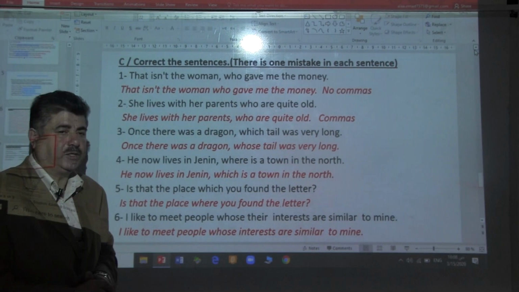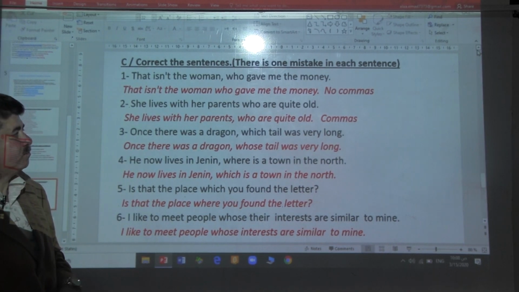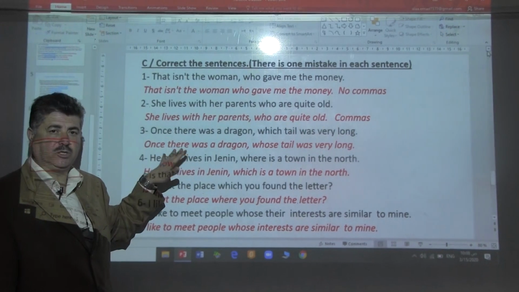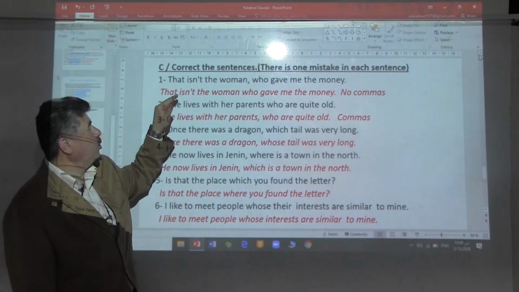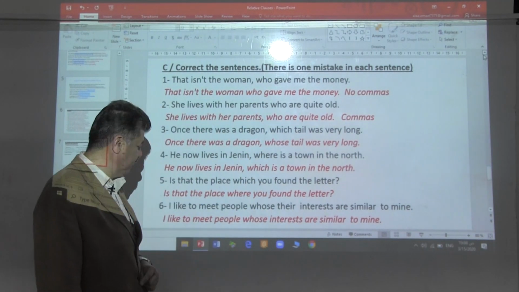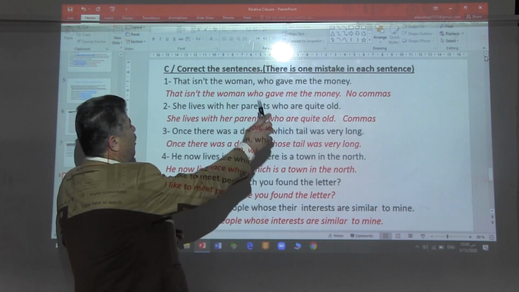Another question for you. The question says, correct the sentences. You will have such questions in a Tawjih exam. Each year you will have a question like this. Correct the sentences. There is one mistake. In each sentence, you have to find only one mistake.